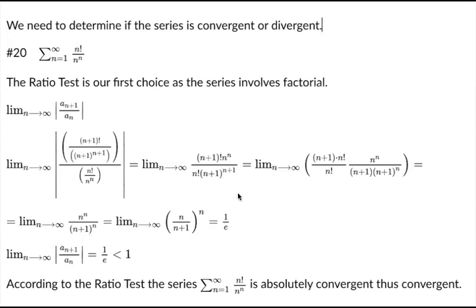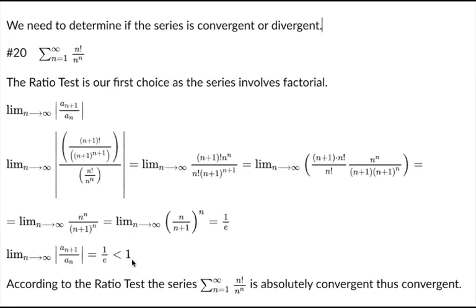So we are left with the limit as n goes to infinity. In the numerator, we have n to the nth power and in the denominator n plus 1 to the nth power. And we know from calculus 1 that this limit is equal to 1 over e. It's a remarkable limit. So we have a value that is less than 1.